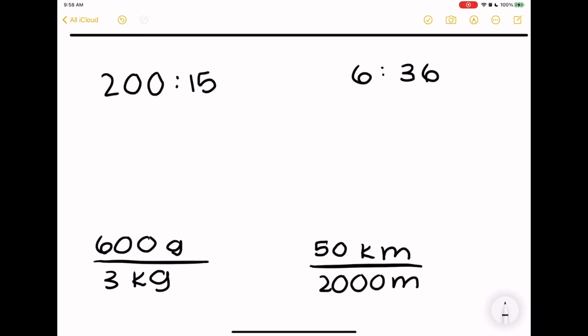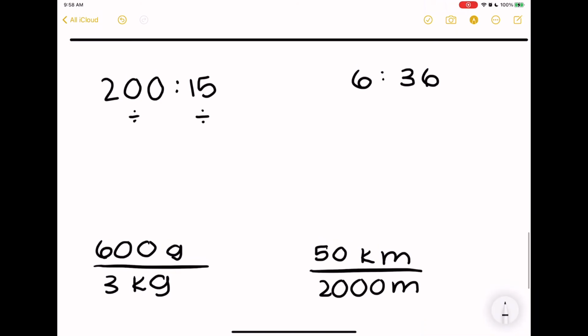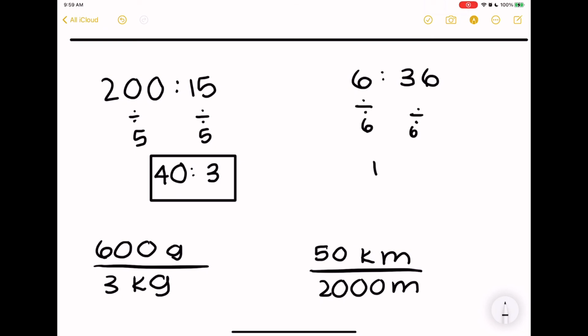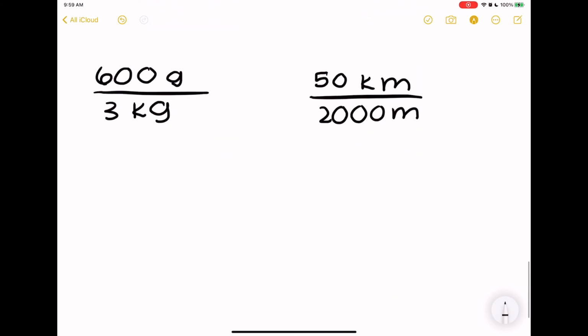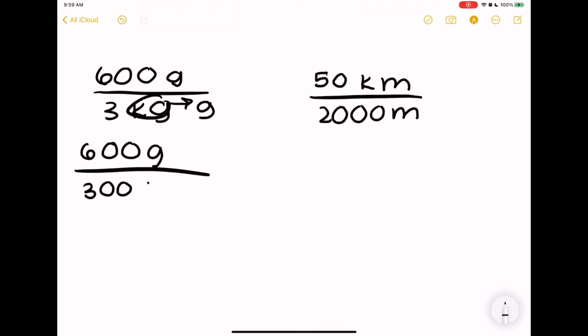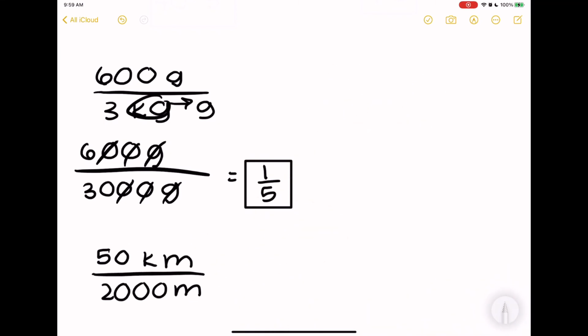Let's go ahead and start by simplifying 200 to 15. We can divide both of them by 5 and we'll get 40 to 3, which is the simplest form. So 40 to 3 should be our answer. For the second one, we can divide both by 6 and get 1 to 6, which is the simplest form. And next for this one, we need to convert 3 kilograms to grams. So we'll get 3,000 grams. And then when we simplify, we'll get 1 to 5, or 1 over 5.